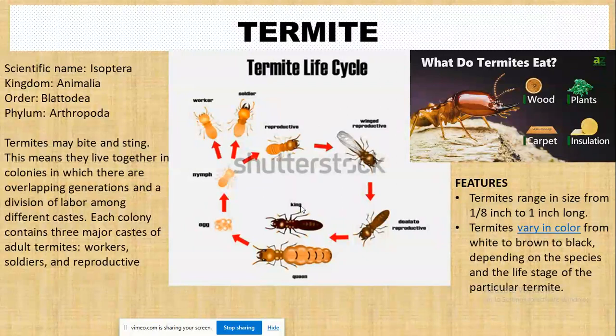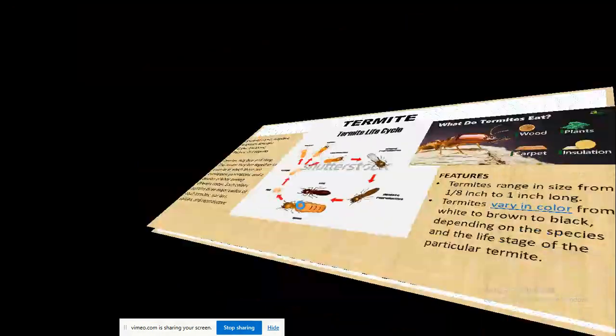So we have some of the features of termites. Termites vary in color. Some are white or brown to black, depending on the species. Now, what do termites eat? They eat wood. Sorry, they also eat plants. They eat carpets and insulation. So that is what we call termites.